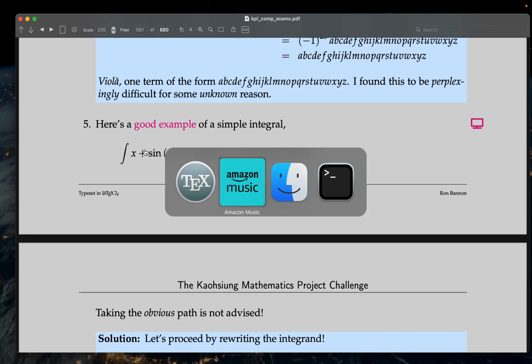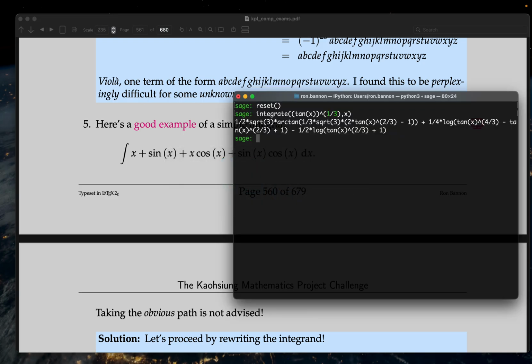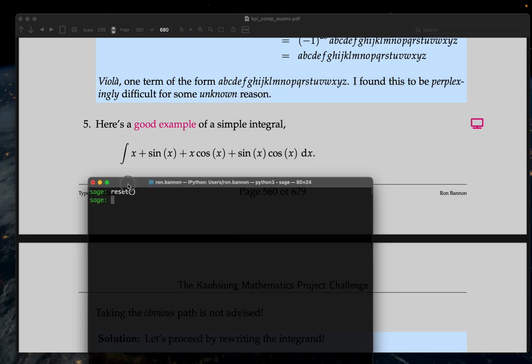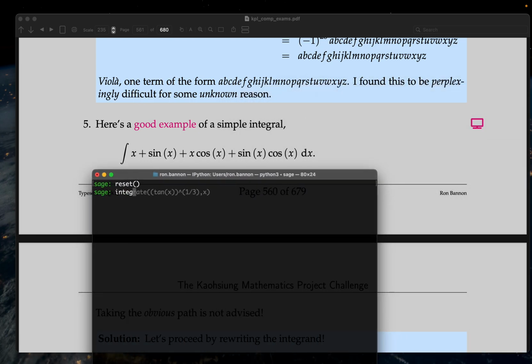So let me go to Sage, review what we did in the past, by the way, reset. I'm going to clear the screen first, and reset, and then I'm going to type this integration in. And what am I going to integrate? This thing over here. So integrate, and what are we integrating? We're integrating x plus the sine of x, all right, plus x times the cosine of x, plus sine x times cosine x. You notice I'm using the stars, by the way. Now the comma x saying I'm integrating with respect to x, hit the return, and you get an answer.